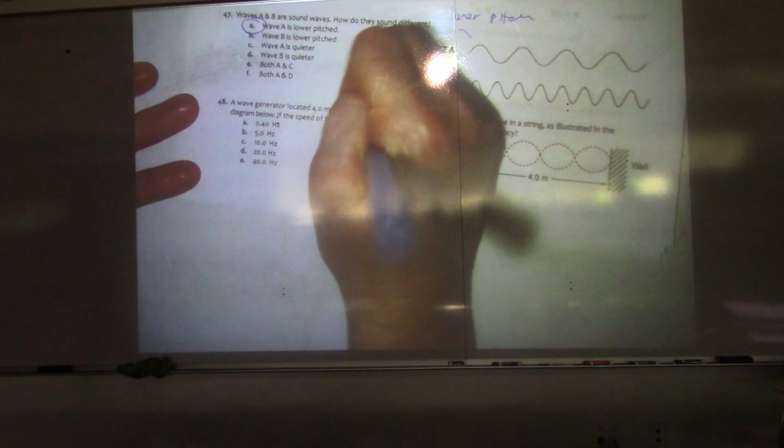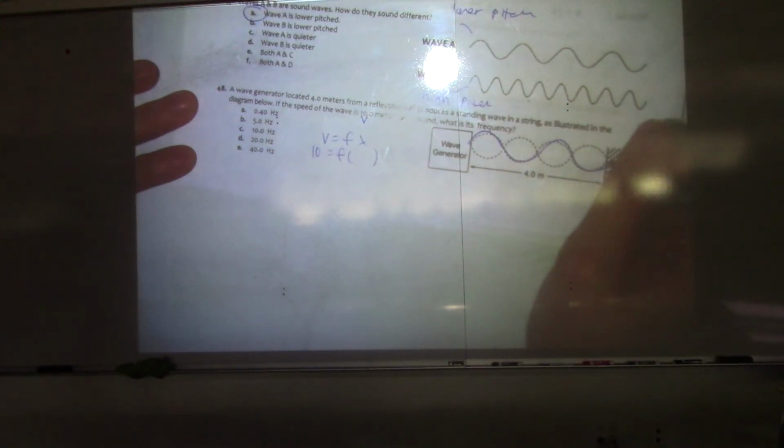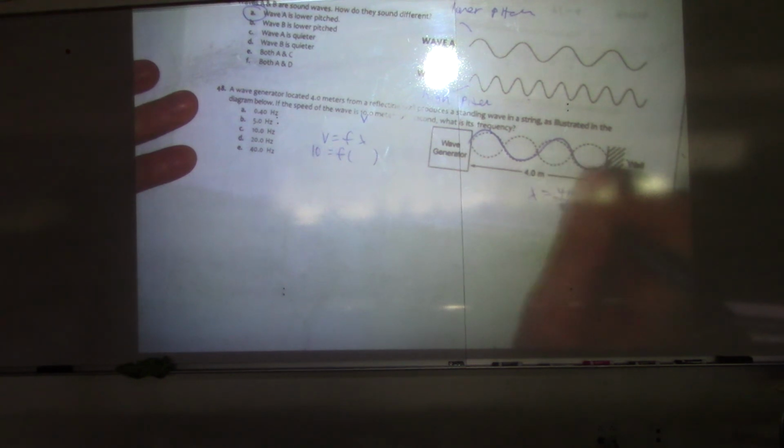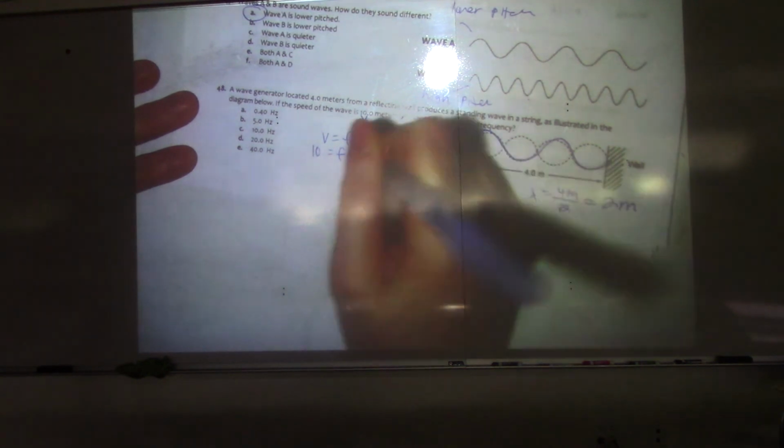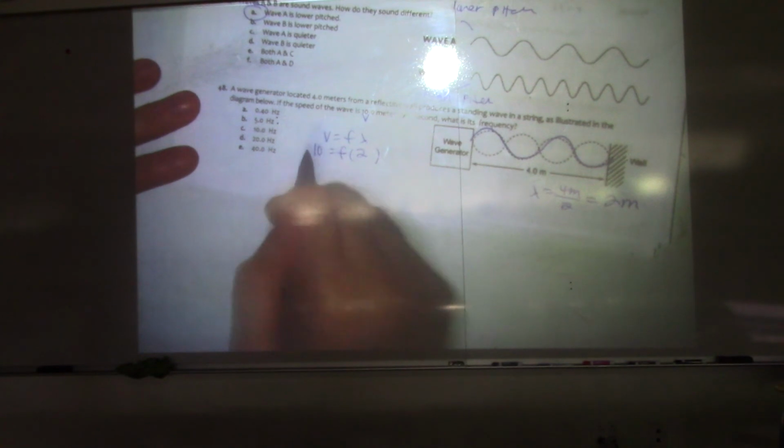Alright, so speed is 10. What is the frequency? So V equals F wavelength. 10 equals frequency times wavelength. I just need to know my wavelength. 4 is not the wavelength because that's for 2 waves. So then wavelength would be 4 meters for 2. That's 2 meters for 1 wave. Divide over, that gives me a frequency of 5.